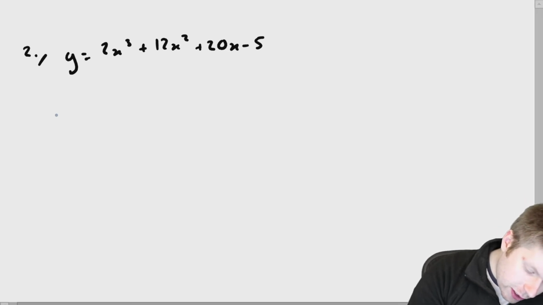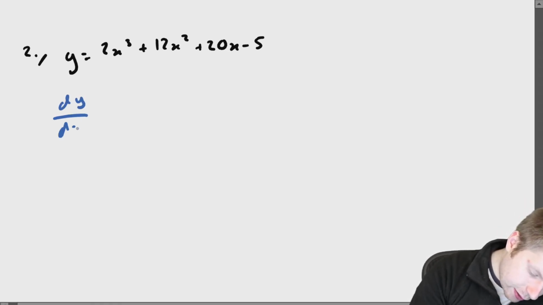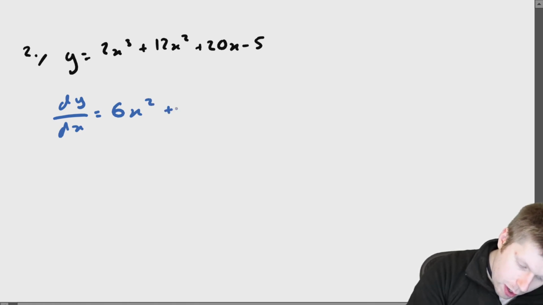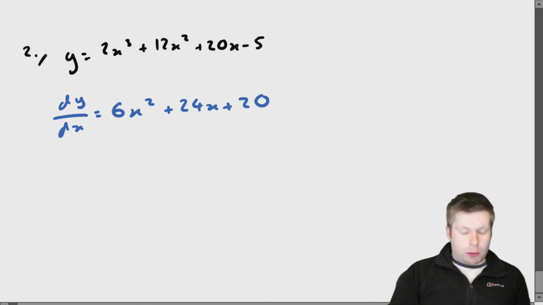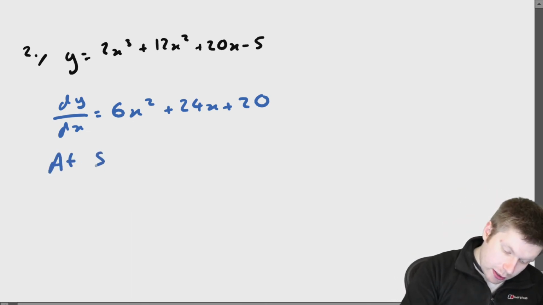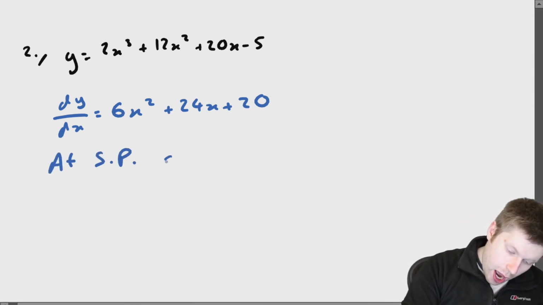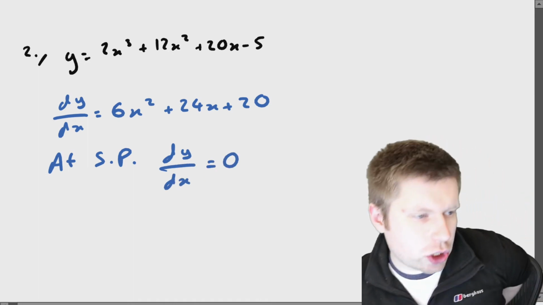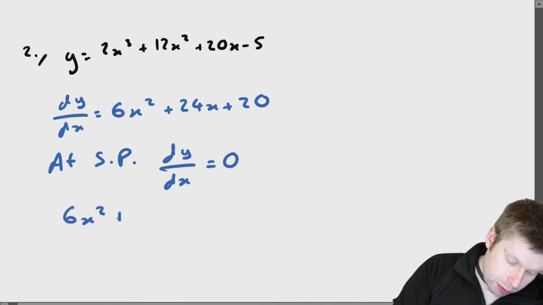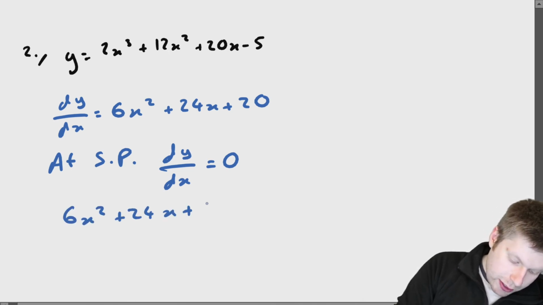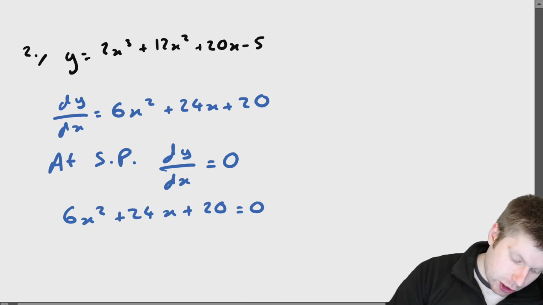So first things first, I'm going to differentiate, so dy by dx gives me 6x squared plus 24x plus 20, okay? And then I say, well, at a stationary point, I know the derivative, dy by dx, should be equal to 0. The gradient of the tangent should be equal to 0. So in other words, I can say that 6x squared plus 24x plus 20 should be equal to 0 if it's a stationary point.